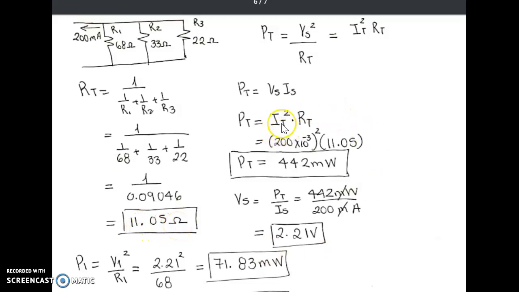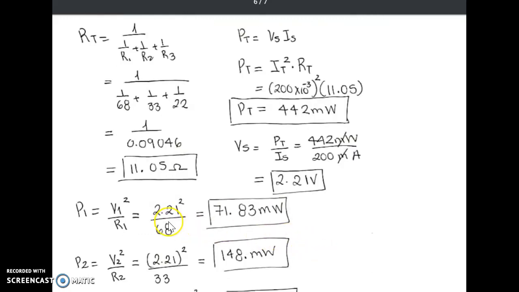I don't have my voltage, so I use the definition of I squared times R total. My I is given to me as 200 milliamps, and R total I found to be 11.05, so I get a total of 442 milliwatts. From here I can find my voltage source, saying that P total over I total is 2.21 volts.